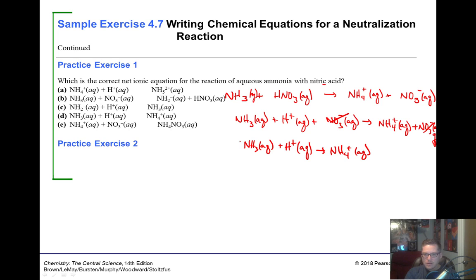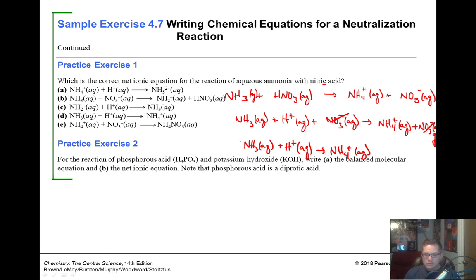Let's see if it's one of our options here. And yes, it happens to be D right here. So anyway, there's another practice problem that you can work through.